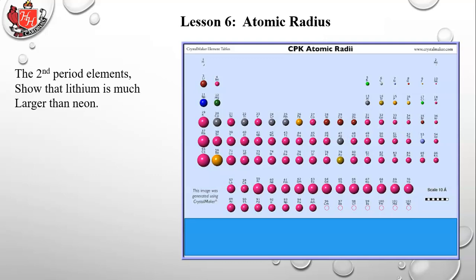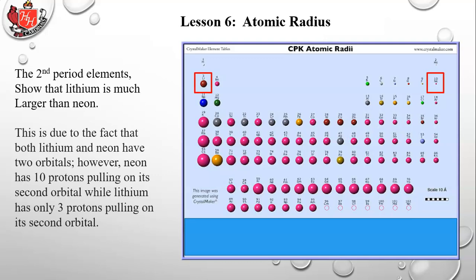That's why they have higher ionization energies and higher electronegativities. They're really good at pulling in electrons, and therefore they pull them in tighter, and it makes a smaller radius for the atom. So this is due to the fact that both lithium and neon have 2 orbitals. However, neon has 10 protons pulling on its second orbital, while lithium has only 3 protons pulling on its second orbital.